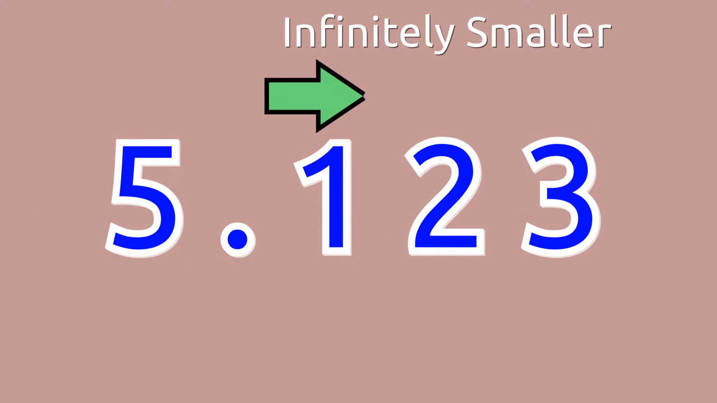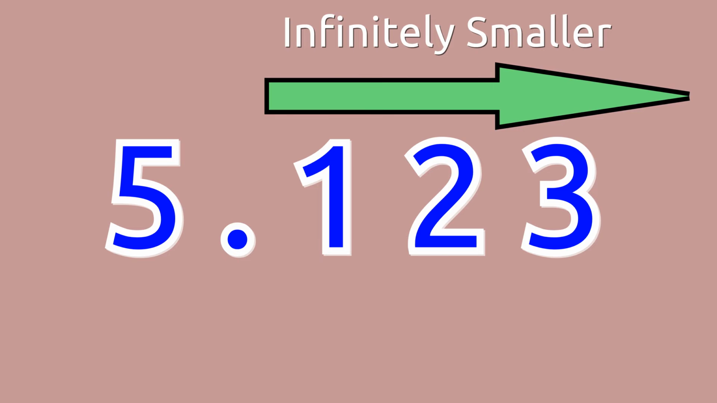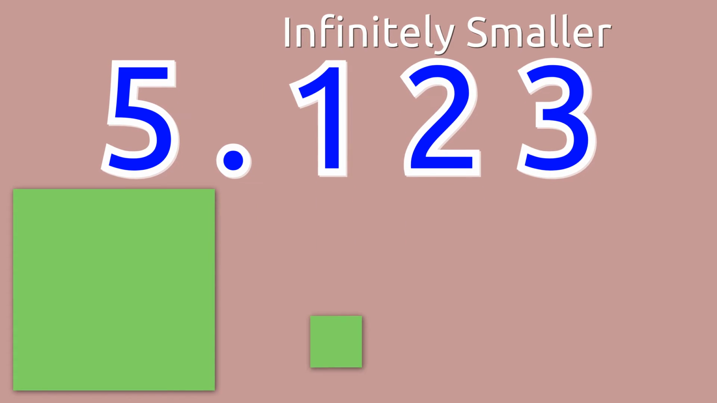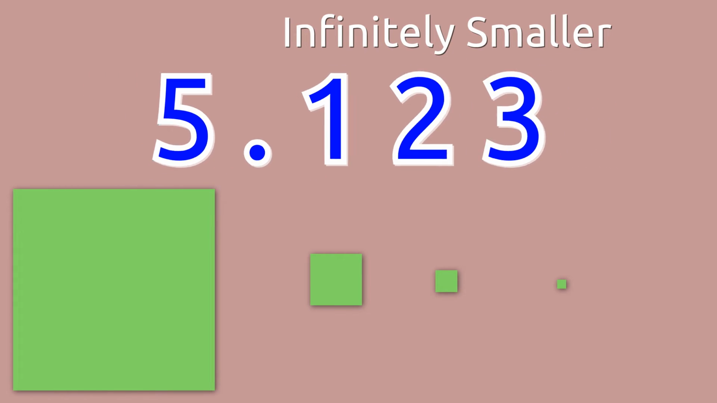Our fractional parts get infinitely smaller in size as we move to the right of the decimal. So small that their fractional pieces are insignificant in comparison to a whole number. For example, let's compare the number 2 with 346 thousandths.